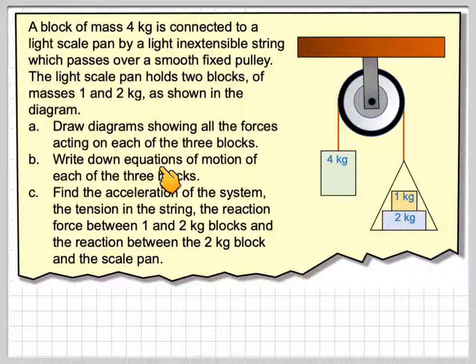Write down equations of motion of each of the 3 blocks, and then find the acceleration of the system, the tension in the string, the reaction force between the 1 and 2 kilogram blocks, and the reaction between the 2 kilogram block and the scale pan.